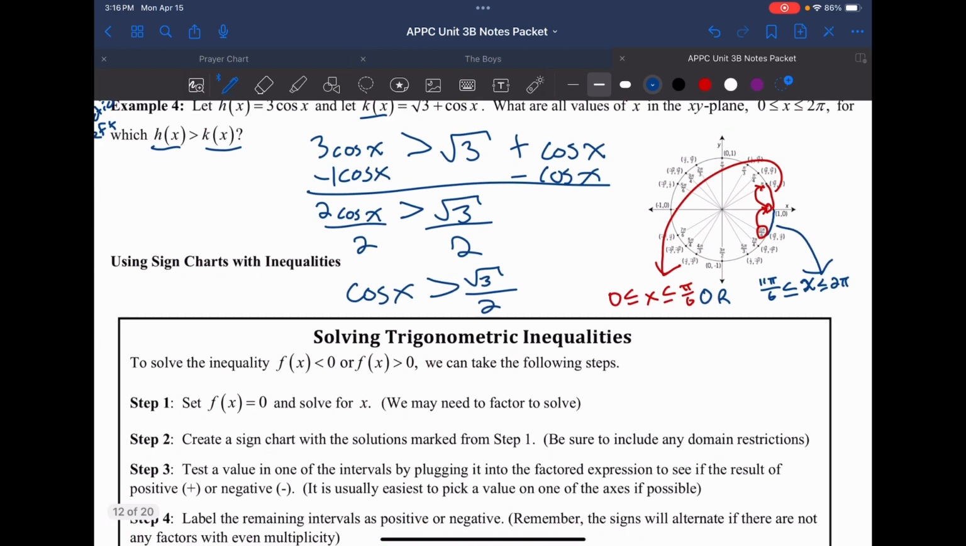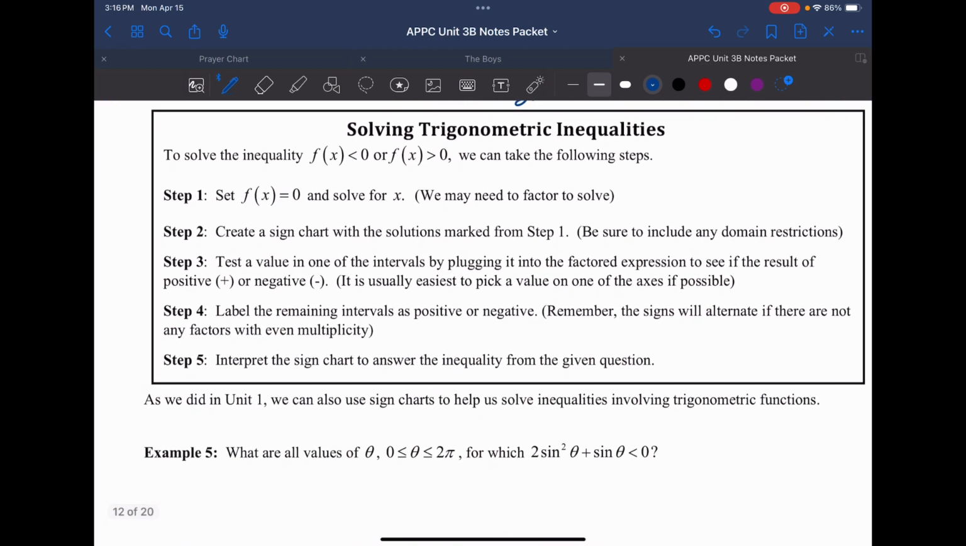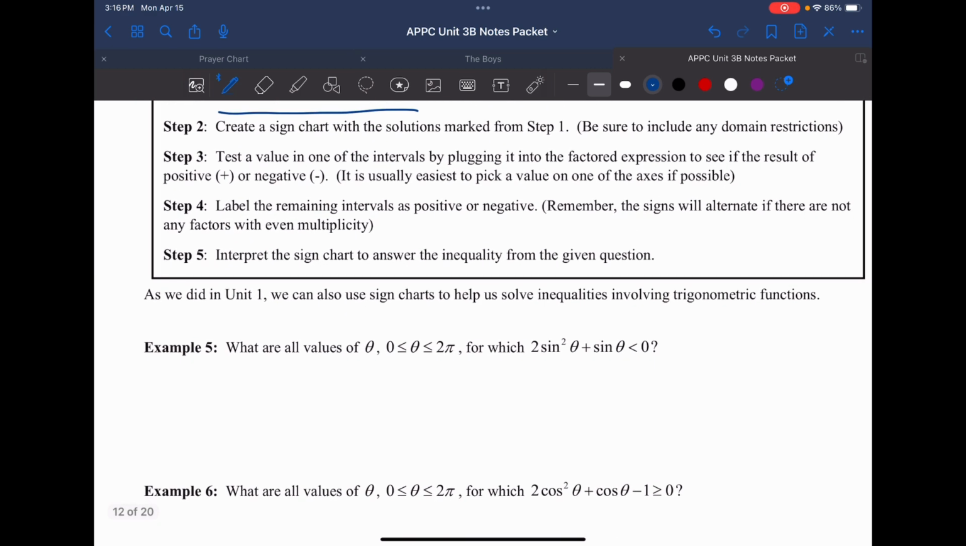For the last part, when we're solving inequalities, when we're finding if something is less than 0, greater than 0, and trying to do all the work that goes with that, I have to take the following steps. You can set f of x equal to 0 and solve. Okay, so let's do that. That's step 1. My function f of x is this portion right here. So I'm going to say 2 sine squared theta plus sine theta equals 0.